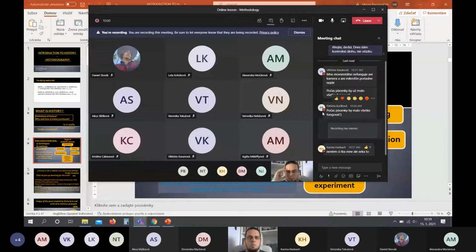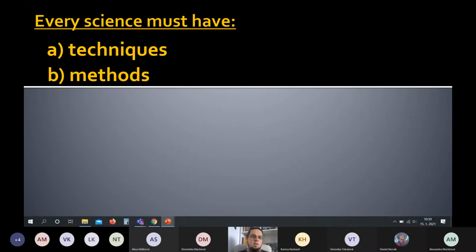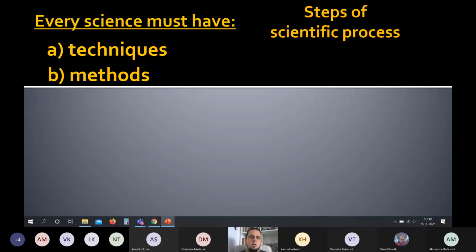Okay, so the thing was that in your research, you have to have these techniques and methods. Every science has these things, and you have to describe them. And this is the most important thing, because describing and providing information about your scientific process, what techniques and methods you use in a particular step, makes your work, your research, valid, I would say, more reliable and more truthful.